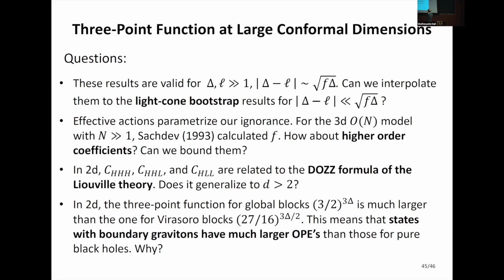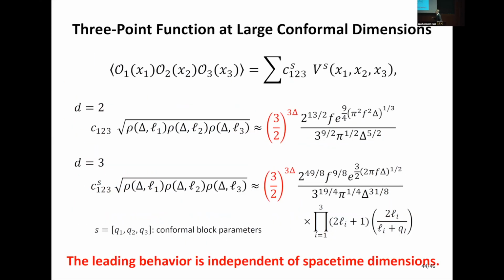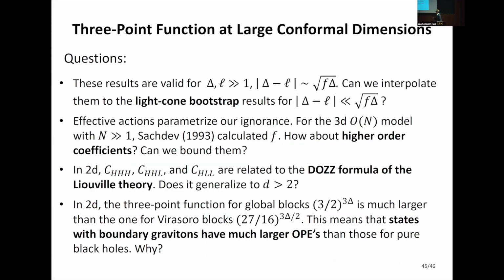And so if we compare our result with their result, the answer is different. The 3-point function in 2 dimensions in global conformal blocks that we calculated has this behavior, which is what I wrote over here. This is square root, yeah, it's like this. And for Virasoro blocks, this is this. And the 3-point function for global blocks is much bigger than that for Virasoro blocks. So what it means is that the ground state of the global block contains a lot of boundary gravitons. And it seems like if you have boundary gravitons, you have a bigger 3-point function.